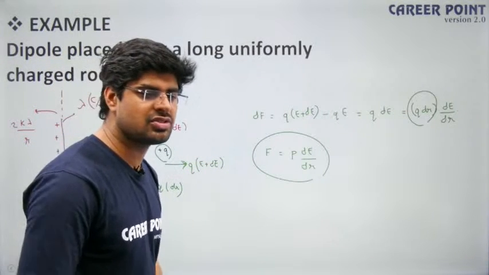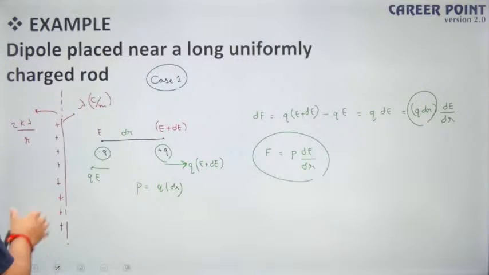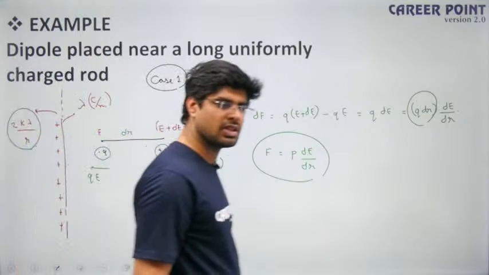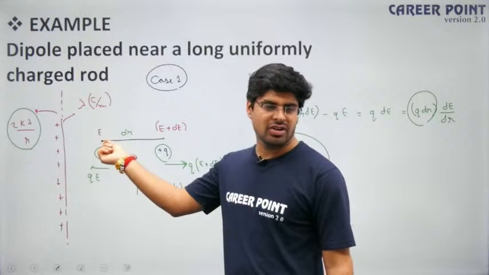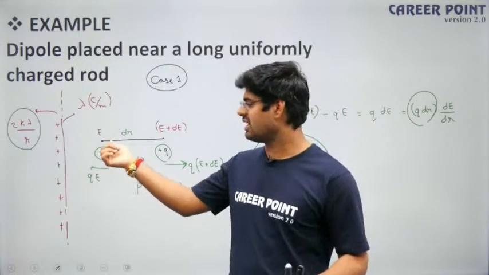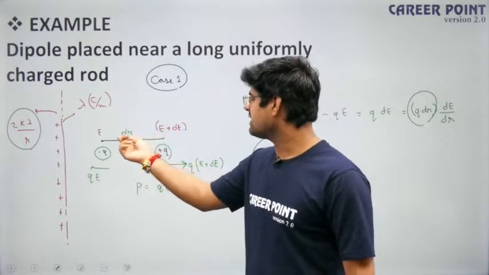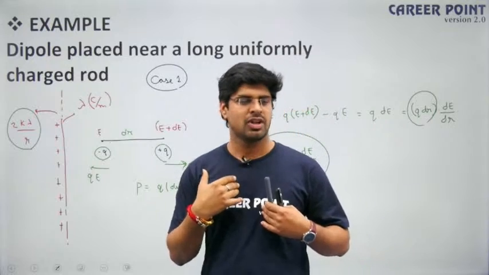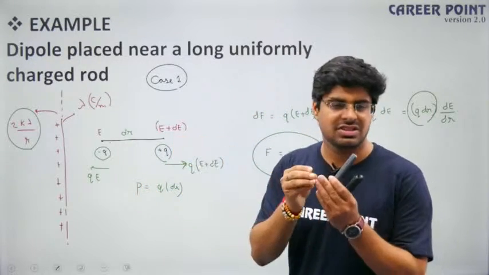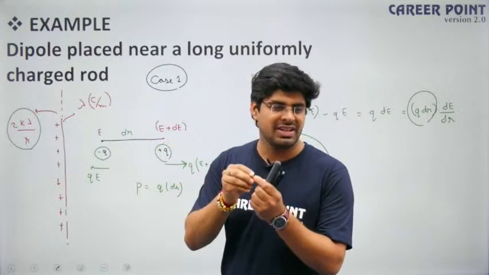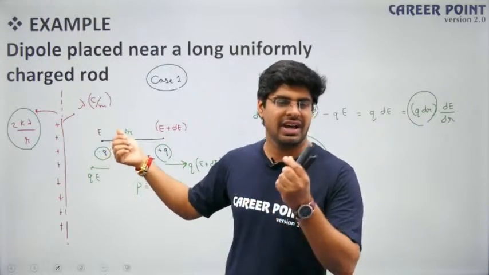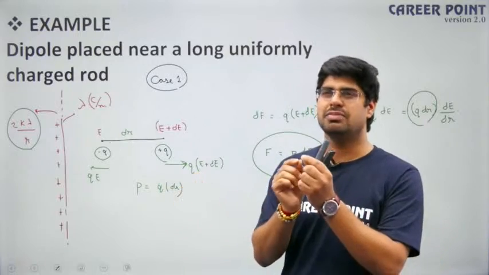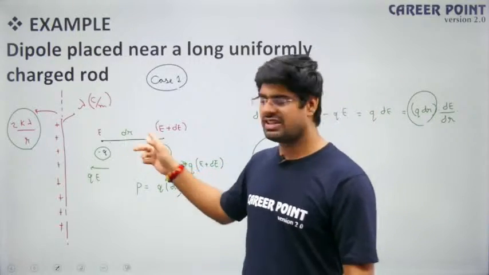E plus dE not understood? Dr. Mohammed, focus here. See, the electric field due to this infinite charged long rod is given by 2k lambda by r. Do you agree or not? So I have assumed that the electric field here on the left-hand side is E. The electric field at a distance dr from here will be slightly changed. How much change? I don't know, right? So I have taken the electric field at a point very close to the previous point as E plus dE, thinking that there will be a slight change in the electric field at the other point.